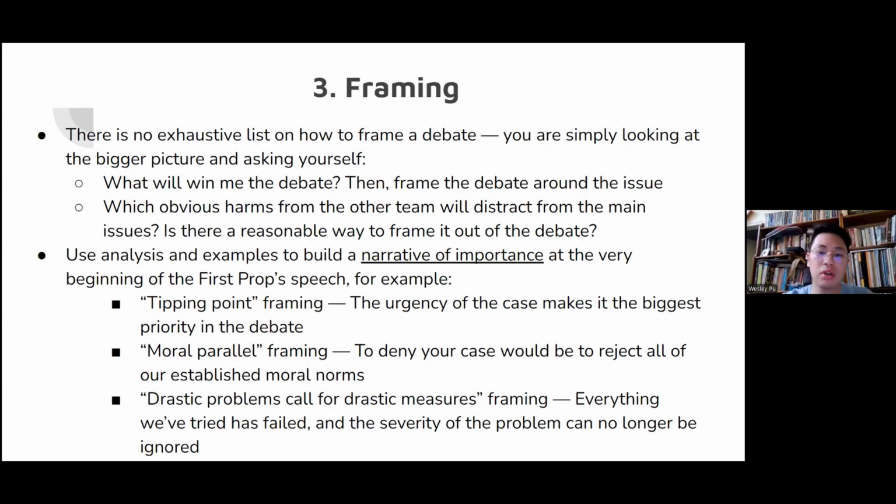But secondly, it also gets you to ask, which are obvious harms from other teams that will distract you from the main issues?